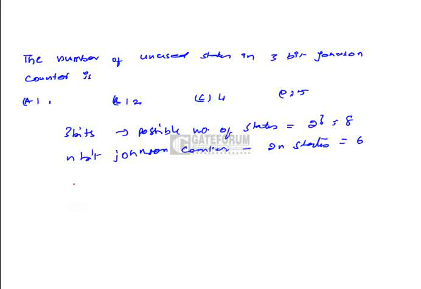So the total number of unused states is equal to the total possible states minus the number of states used, which is 2. Here the correct option is option B.